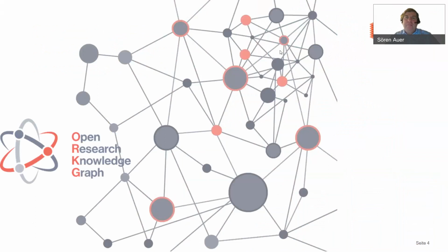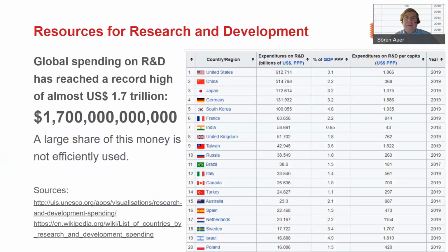So we want to use the metaphor of a research knowledge graph. Basically, a knowledge graph allows us to structure, to semantically organize knowledge in a graph structure, so that it's on the one hand machine and on the other hand also human readable, so that both humans and machines can collaborate.